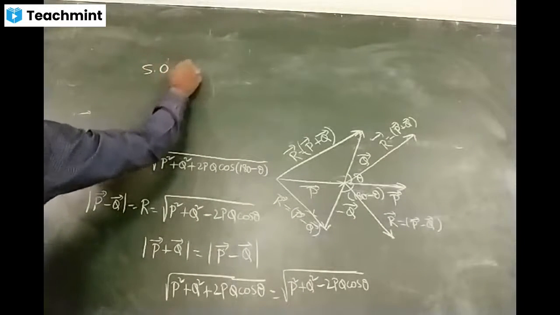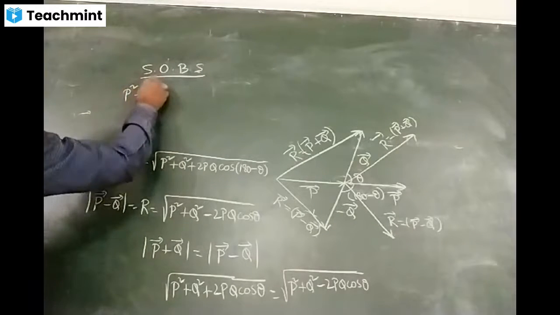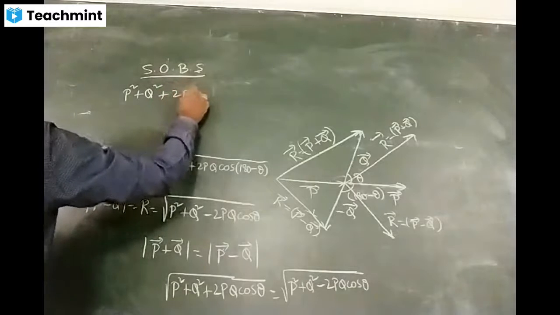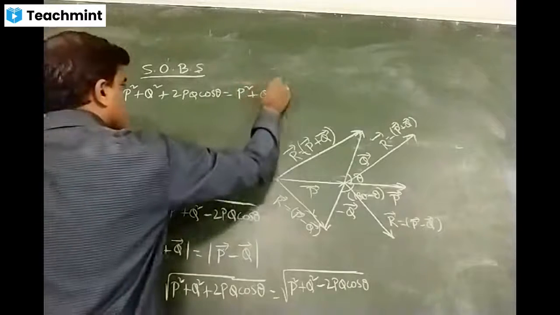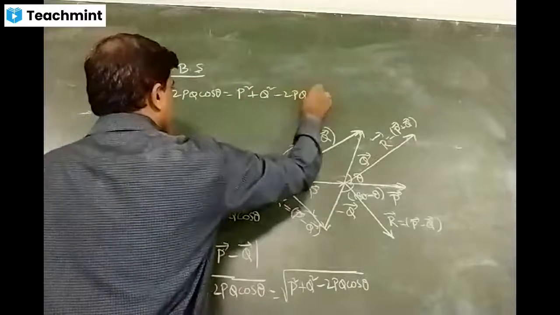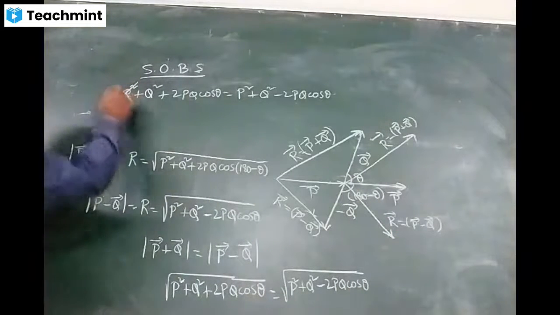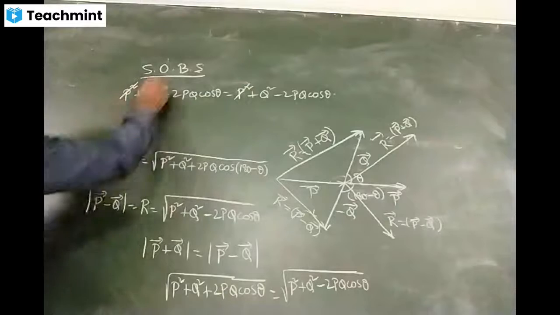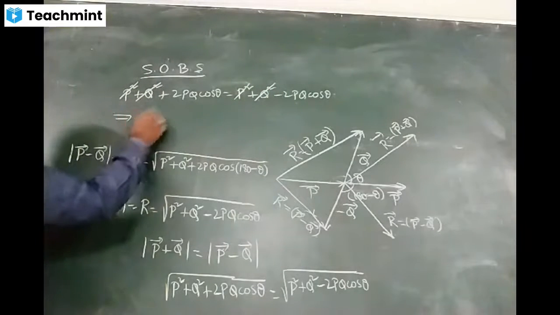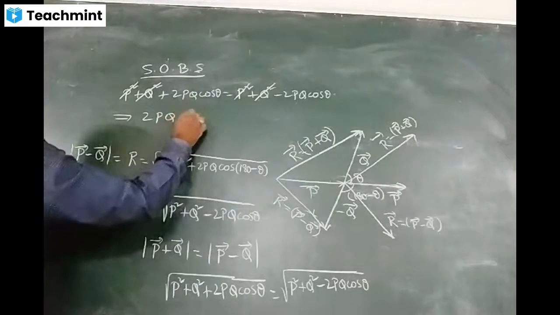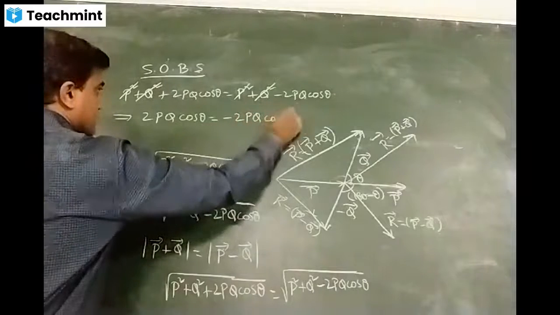Squaring on both sides, what I will get is p square plus q square plus 2pq cos theta is equal to p square plus q square minus 2pq cos theta. Right? Now can I cancel p square on both sides? Can I cancel q square on both sides? Now what is remaining? 2pq cos theta is equal to minus 2pq cos theta.